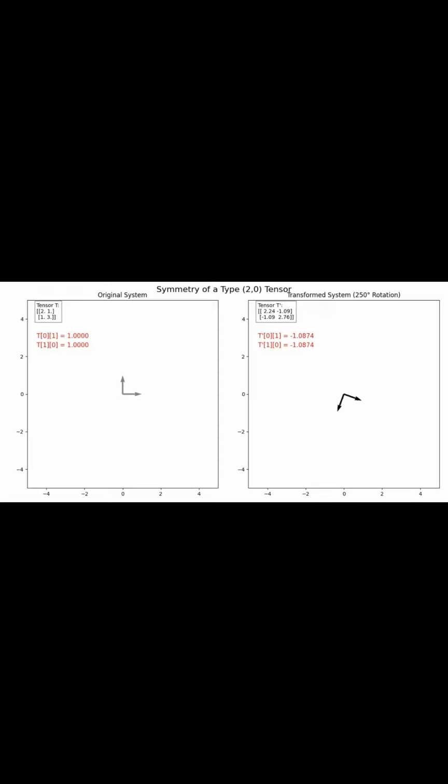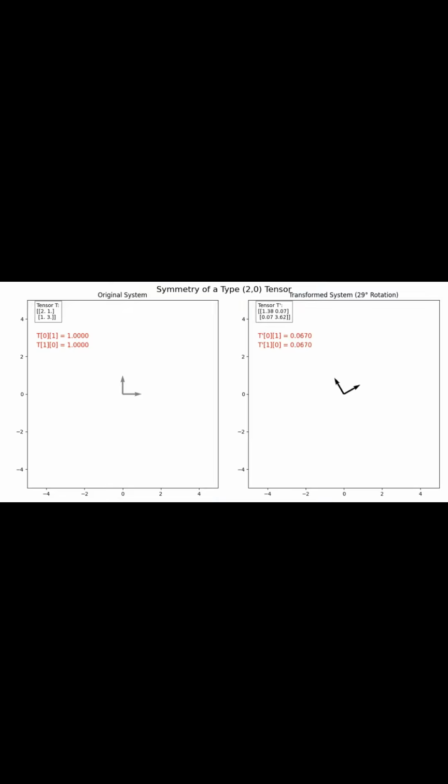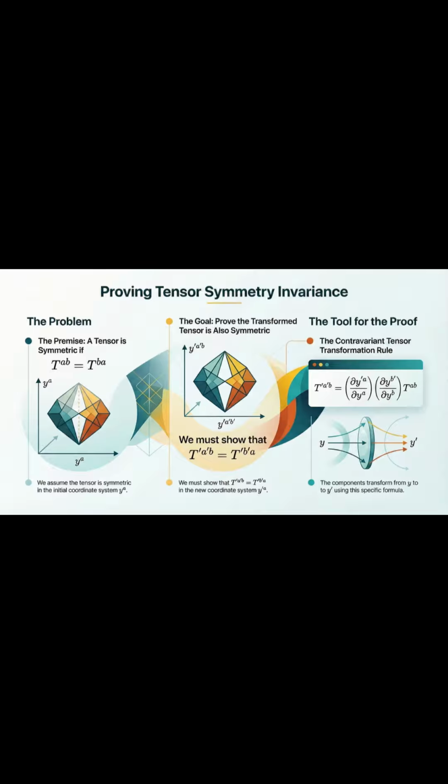Okay, so first up, what does symmetry even mean for a tensor? Well, think of a tensor as being symmetric if you can swap its indices, kind of like coordinates, and the component value stays exactly the same. So T_AB is always equal to T_BA. That's the premise we start with, this idea that the structure is inherently balanced.